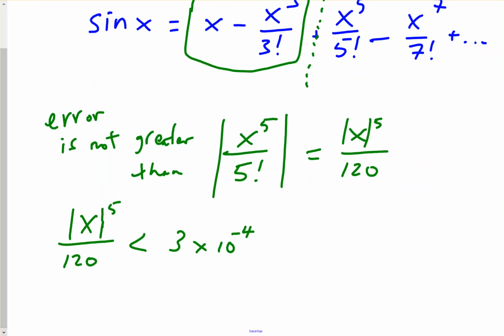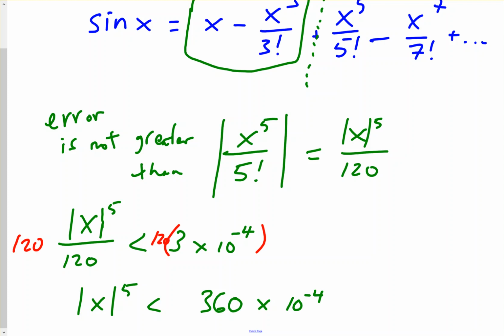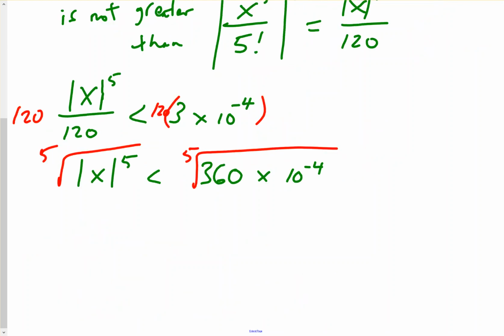Okay, so if we multiply both sides by 120, that means we'll be left with absolute value of x to the fifth is less than 360 times 10 to the negative fourth. And then we want to take the fifth root. Right, so take the fifth root. That means we'll have absolute value of x is less than, and we could calculate this. Fifth root of 360 times 10 to the negative fourth would be approximately 0.514.